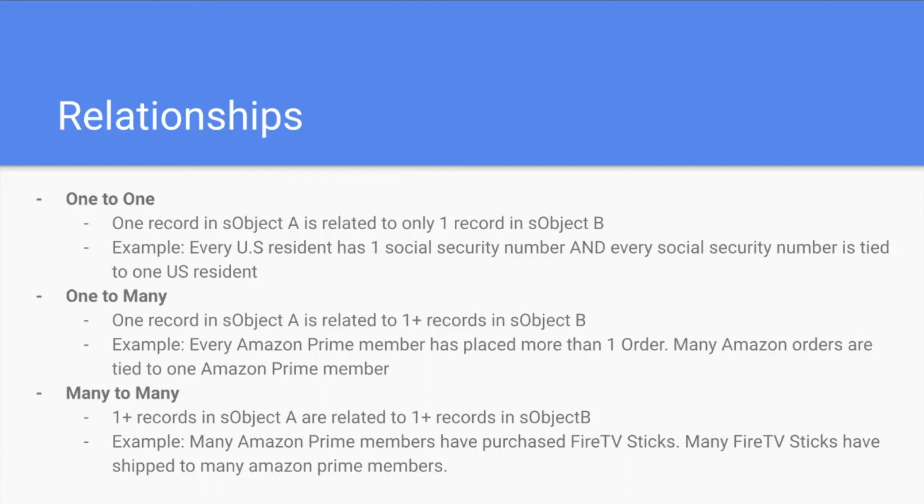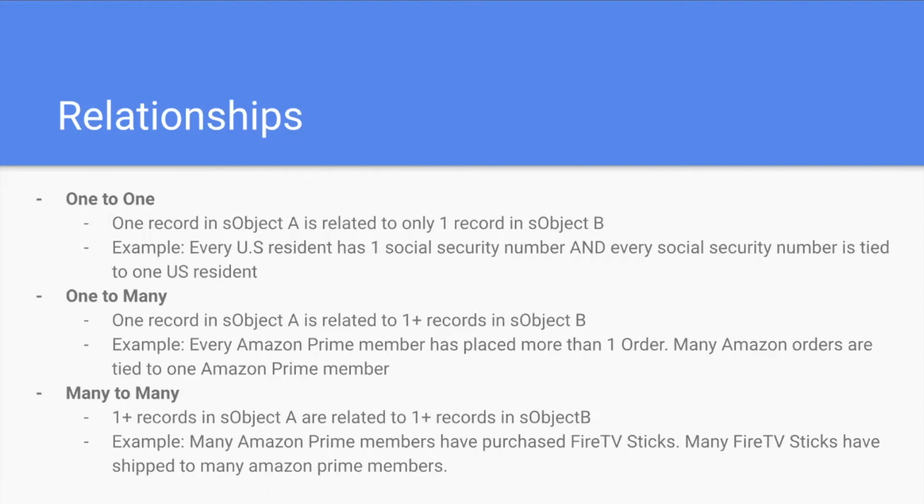So there is one member that has placed many orders. And if we said that the opposite way, we would say that many Amazon orders are tied to one Amazon Prime member. That's just an example of a one-to-many relationship. Last one is a many-to-many relationship.